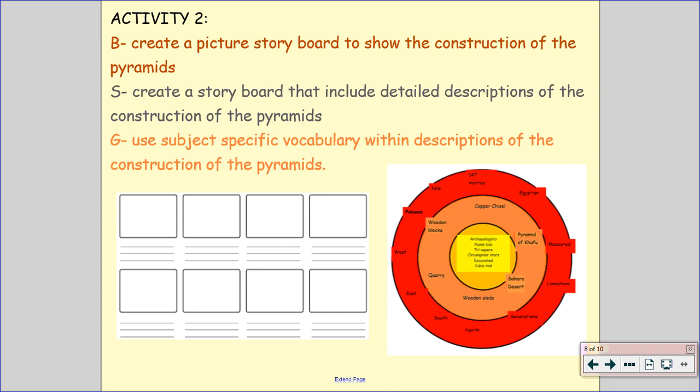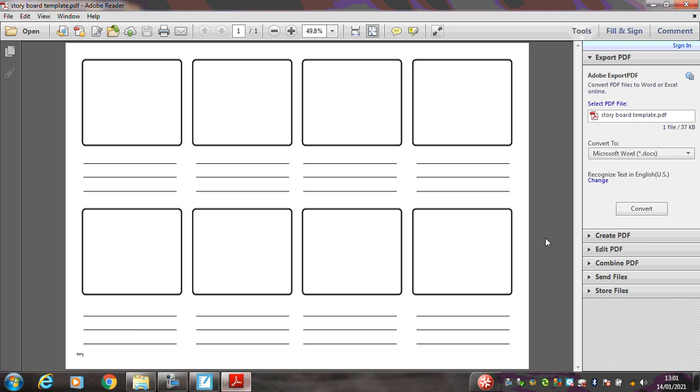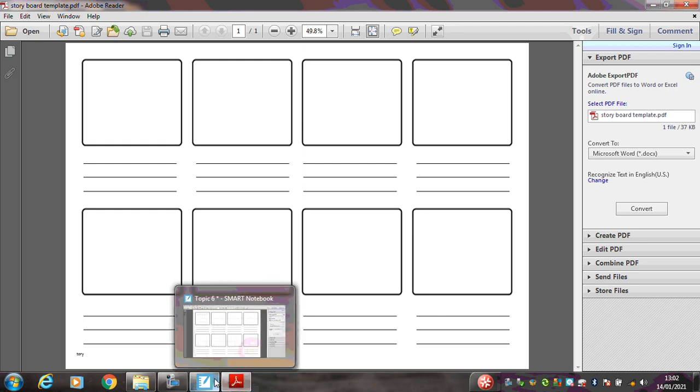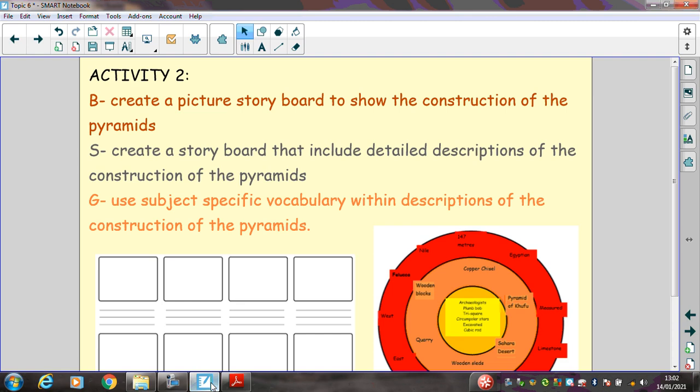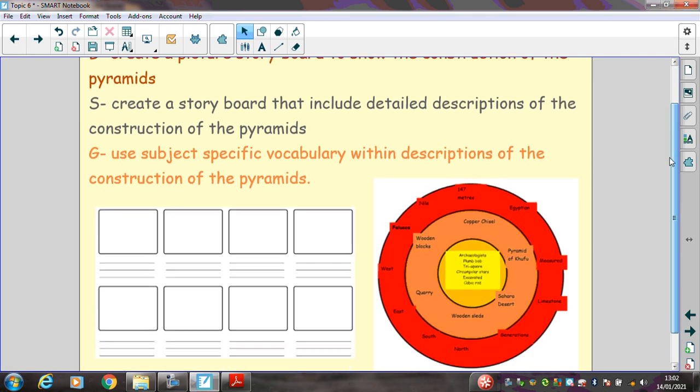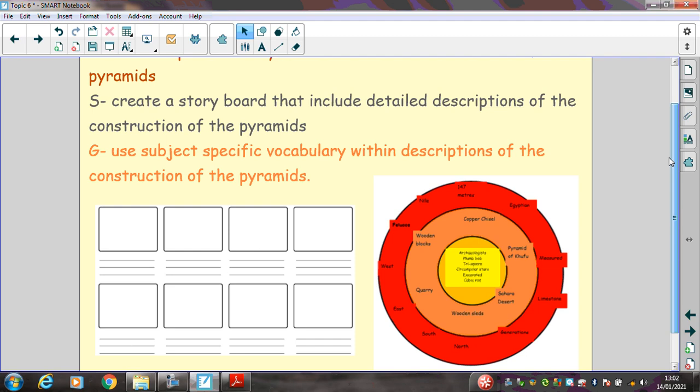Now, there's different ways that you could do this. You could do it on the computer if you wanted to. I'm going to be sending out this as well to you, which is a storyboard template. If you wanted to use that, then you can. You could draw it out in your topic books, your storyboard. Or if you've got a plain piece of paper, fold it up into 6 or 8 equal sections and use that. Be creative about how you're going to create the storyboard. Could be that you even use the computer and that you create maybe like a PowerPoint version of the storyboard. Completely up to you. Be imaginative, be creative.